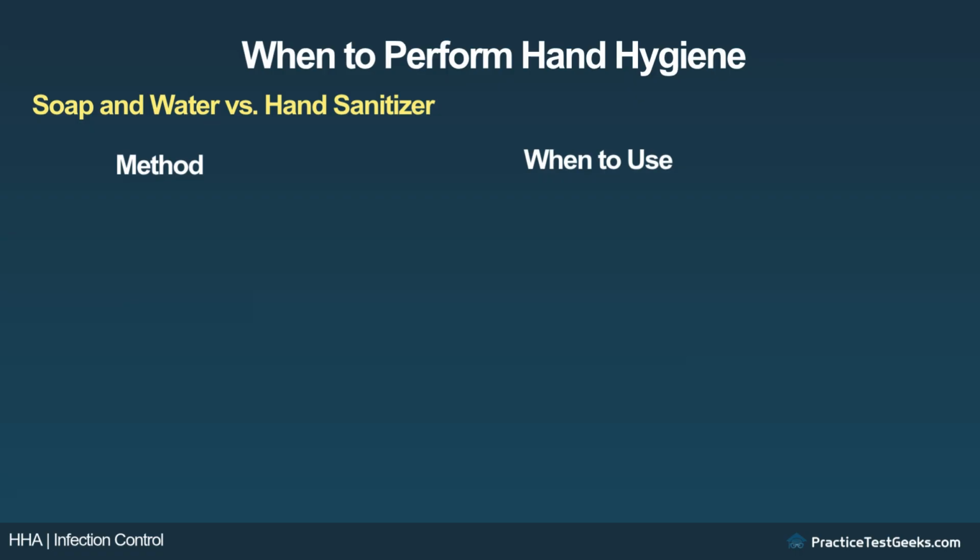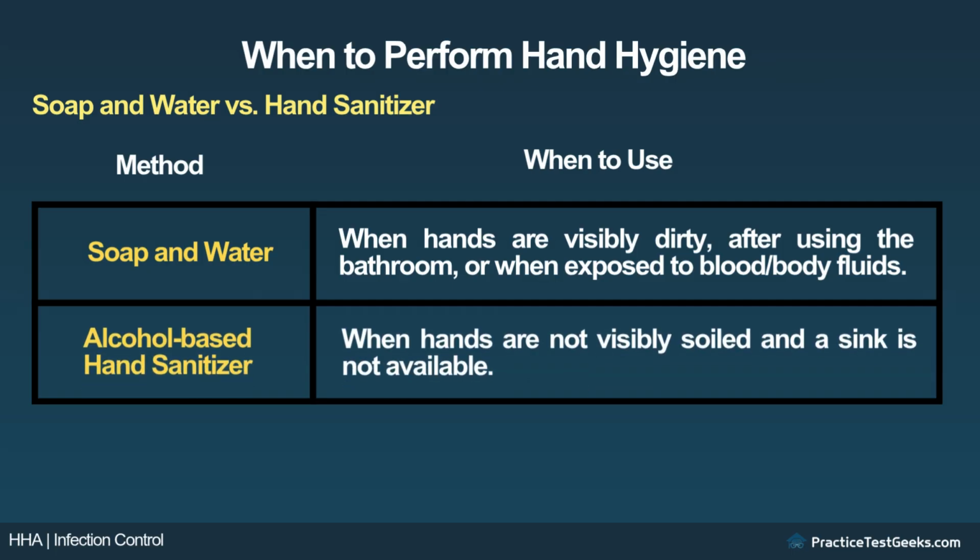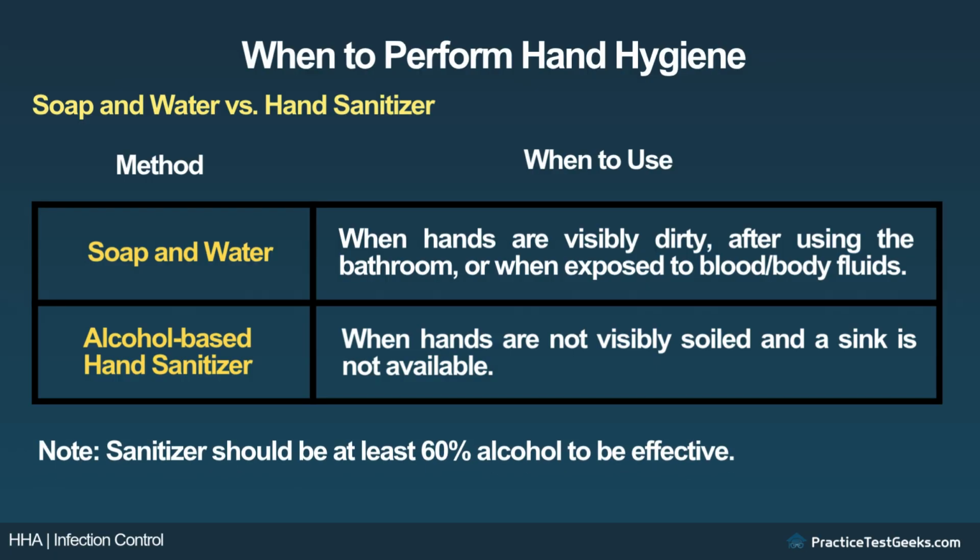It depends. Use soap and water when hands are visibly dirty, after using the bathroom, or when exposed to blood or body fluids. Use alcohol-based hand sanitizer when hands are not visibly soiled and a sink is not available. Take note, sanitizer should be at least 60% alcohol to be effective.